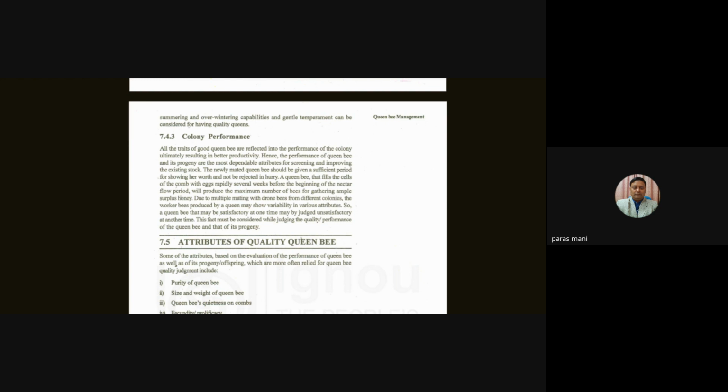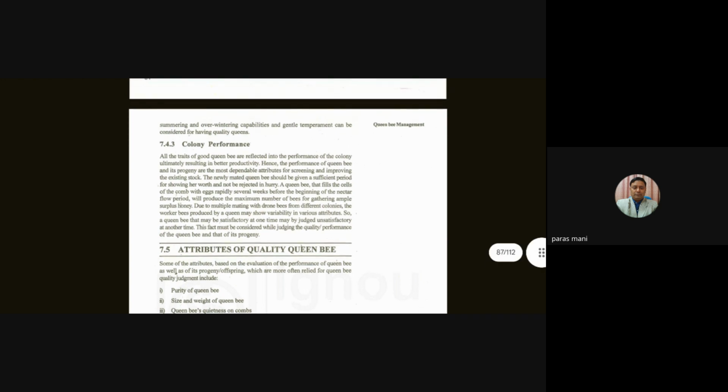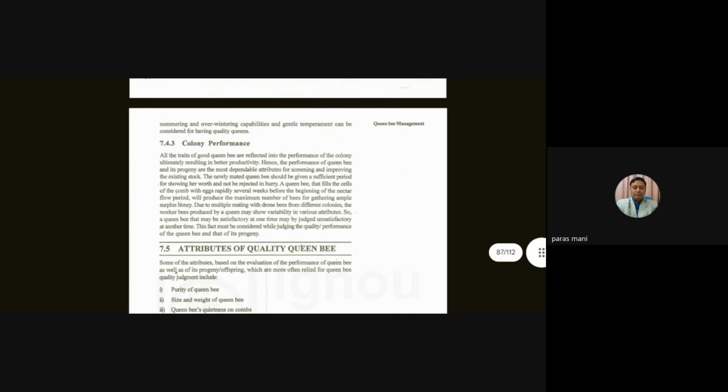Hence, the performance of the queen bee and its progeny are the most dependable attributes. So, in the existing colonies, prior to the queen selection, we have to select the queen from such colonies where the performance of the colony is good. The egg laying capacity of its mother, the honey collection capacity of the workers, and different behaviors of its colony prior to queen selection, that is important.